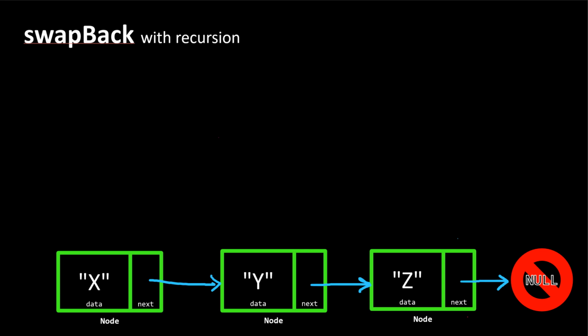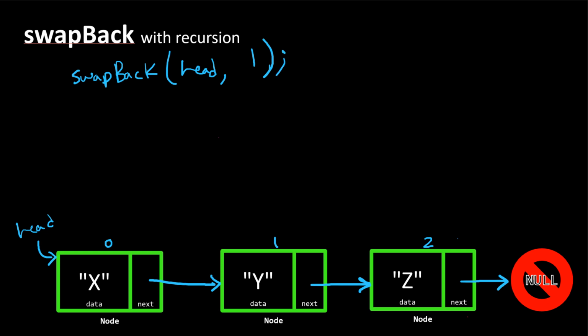And just to give a rough estimate of what these labels are, this is item 0, this is item 1, this is item 2, right? So what would happen if we called swap back with head, which refers to this node here? So this is our head node, and our index that we're trying to swap back is 1, and those are the only two arguments we need in order to call swap back, right?